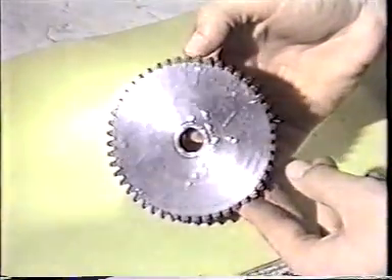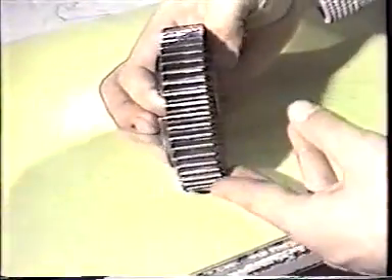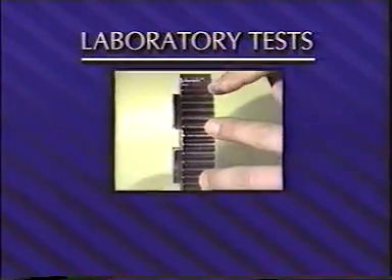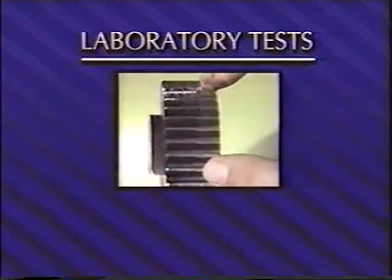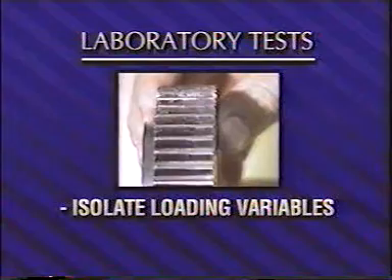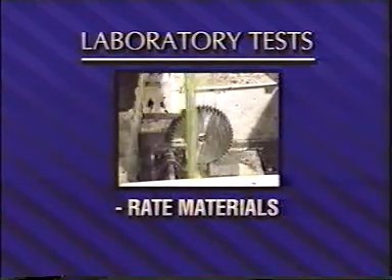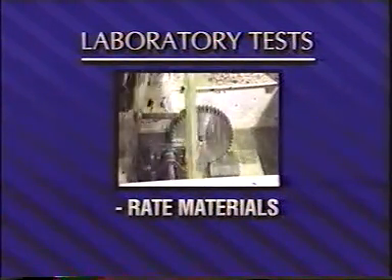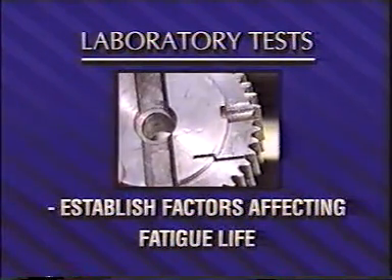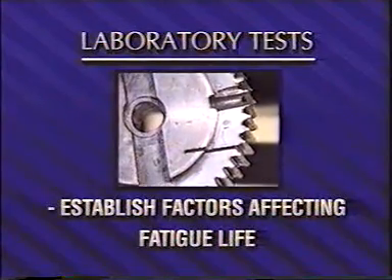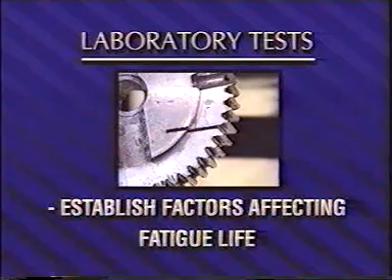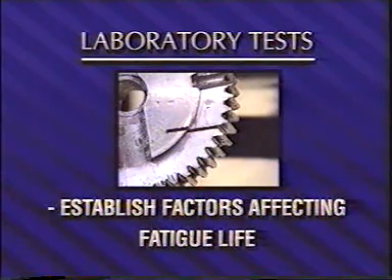Laboratory fatigue tests on small specimens are not by themselves sufficient for establishing the fatigue life of a part. Yet laboratory tests are the major source of fatigue failure criteria. Tests can be used to isolate the loading variables involved in fatigue. Tests are useful in rating materials in terms of relative resistance to fatigue. Tests can also be used to establish the relative importance of factors affecting fatigue life, such as design, choice of material, fabrication method, surface finish, heat treatment, assembly technique, and environment.